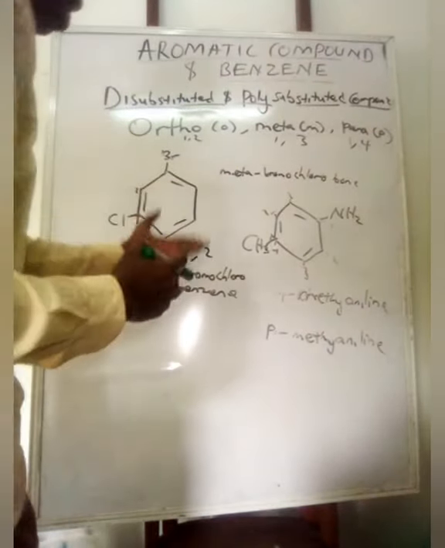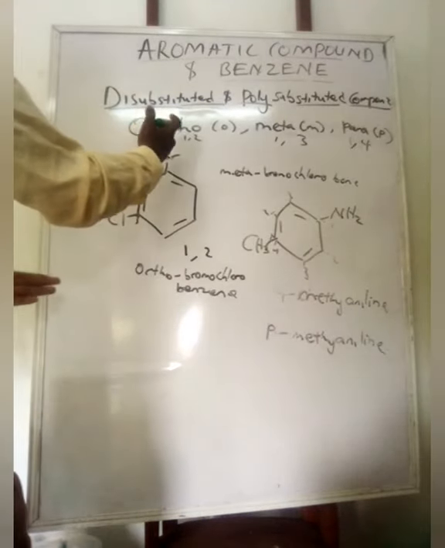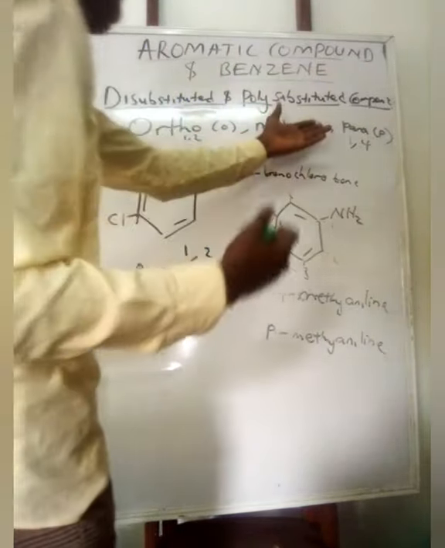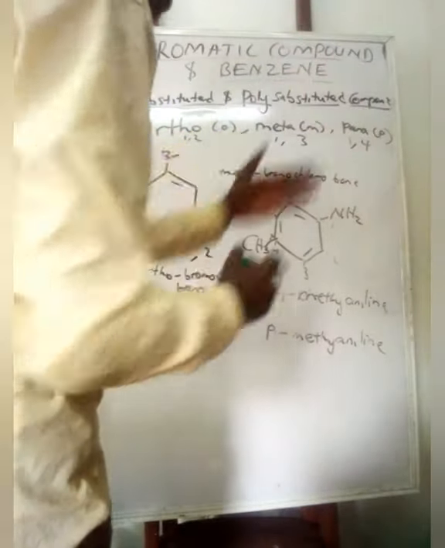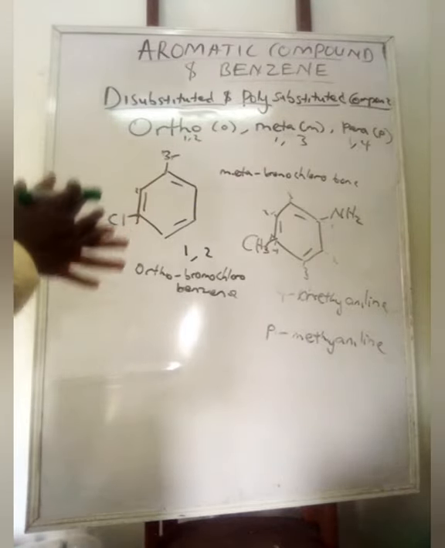So this is just describing the location of the substituent on the benzene. Instead of writing the locant, you can use ortho if the substituent is on position 1 and 2. If it is on position 1 and 3, you can make it meta, and if your substituent is on position 1 and 4, you can make it para. That is the usage of ortho, meta, and para.